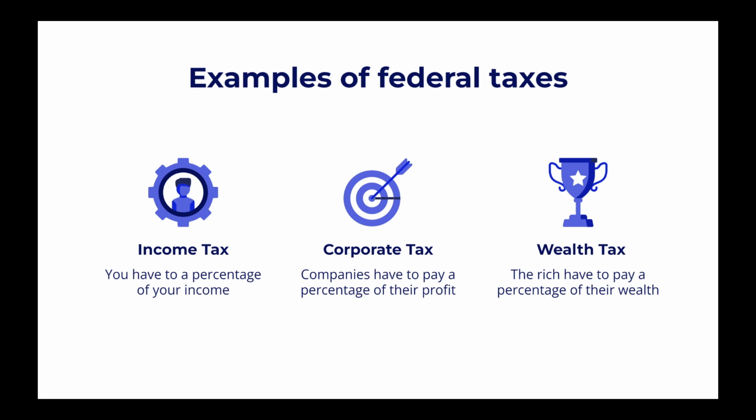One of those ways is through federal taxes. Here are just some examples of federal taxes. The first one is an income tax, or when you have to pay a percentage of your income to the government. The second one is a corporate tax, or companies specifically have to pay a percentage of their profit to the government. Finally, the wealth tax is when the rich, specifically, have to pay a percentage of their wealth to the government.